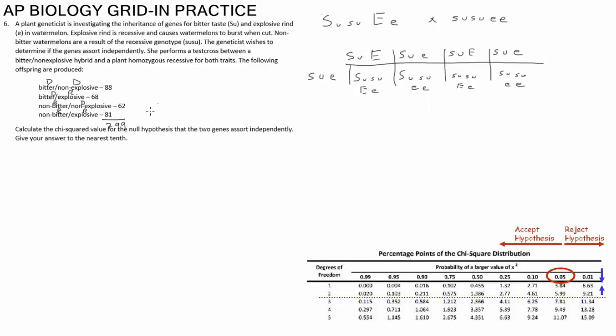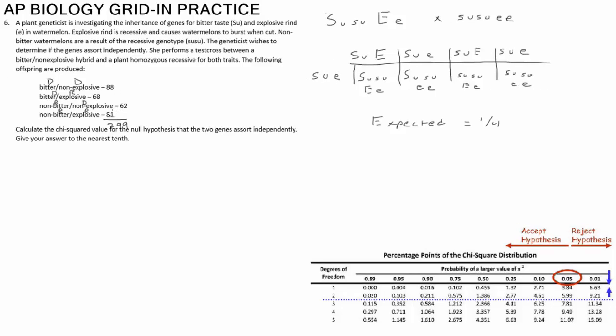Now, as it turns out, these are in the same order. So we got bitter here because dominant SU, and non-explosive because dominant E here. We have bitter because dominant SU, and explosive because we are homozygous recessive for explosiveness here. Non-bitter and non-explosive, and non-bitter and explosive. So these line up here. What this tells me is that my expected breakdown between these different possibilities is 1/4 chance for each one.